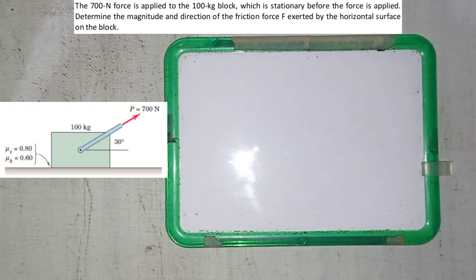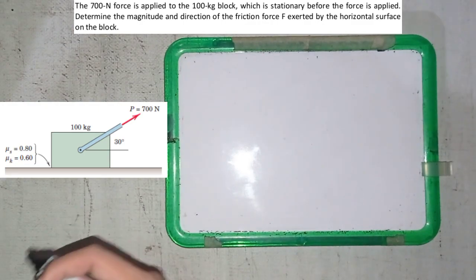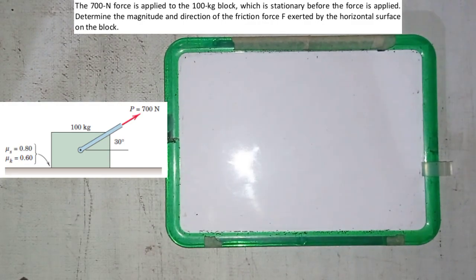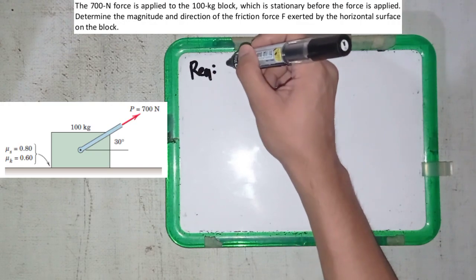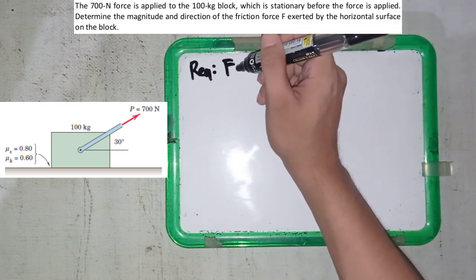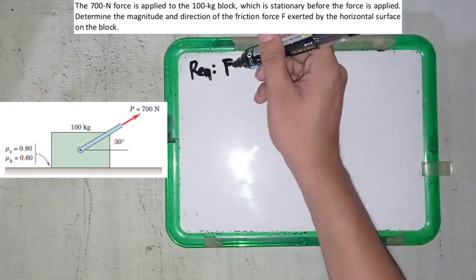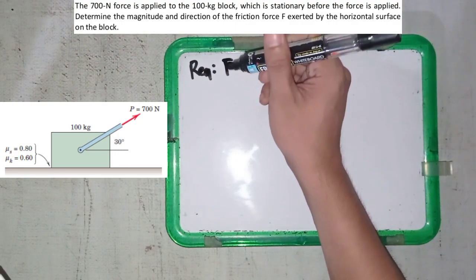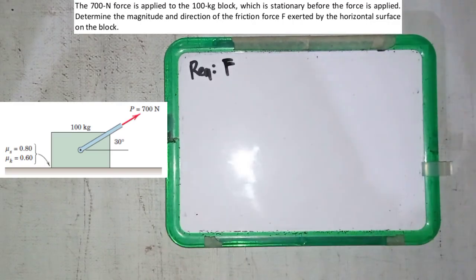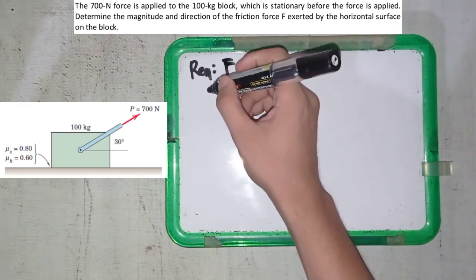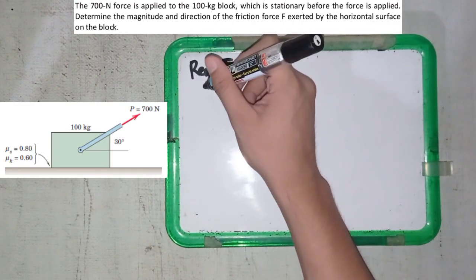So now, flashing on your screen is the free body diagram. The required here is the magnitude of the friction force and its direction. So now, assume that the whole system is in equilibrium.